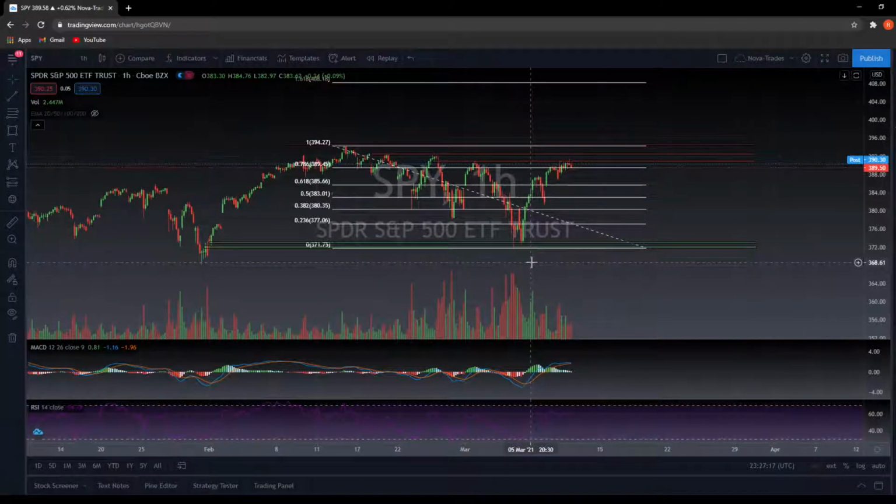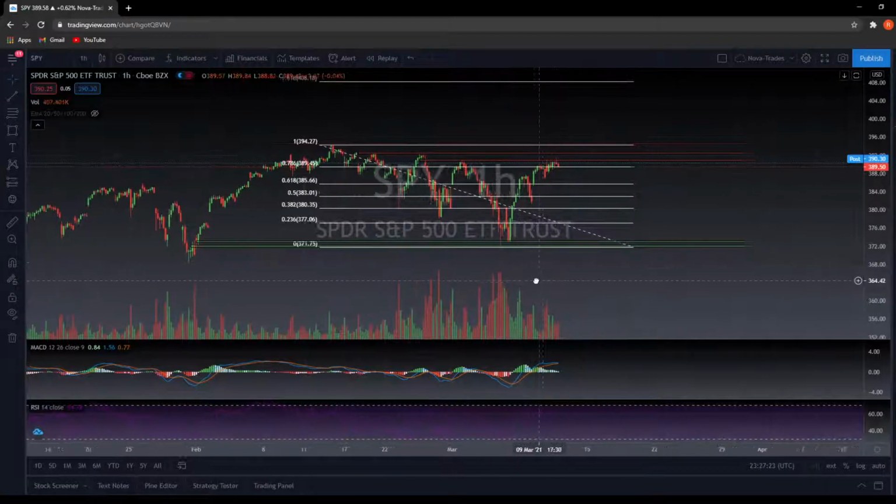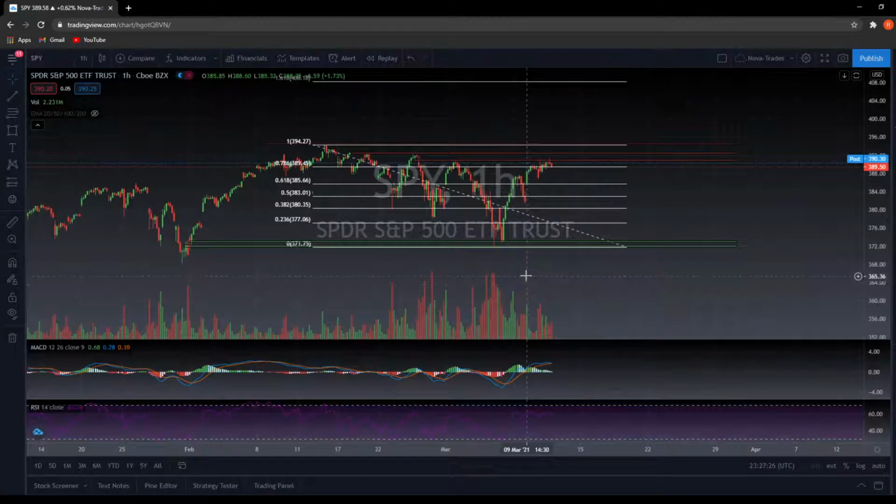Have you used the swing indicator? I have not. Is the swing indicator like the pivot indicator? Is that what you're talking about?